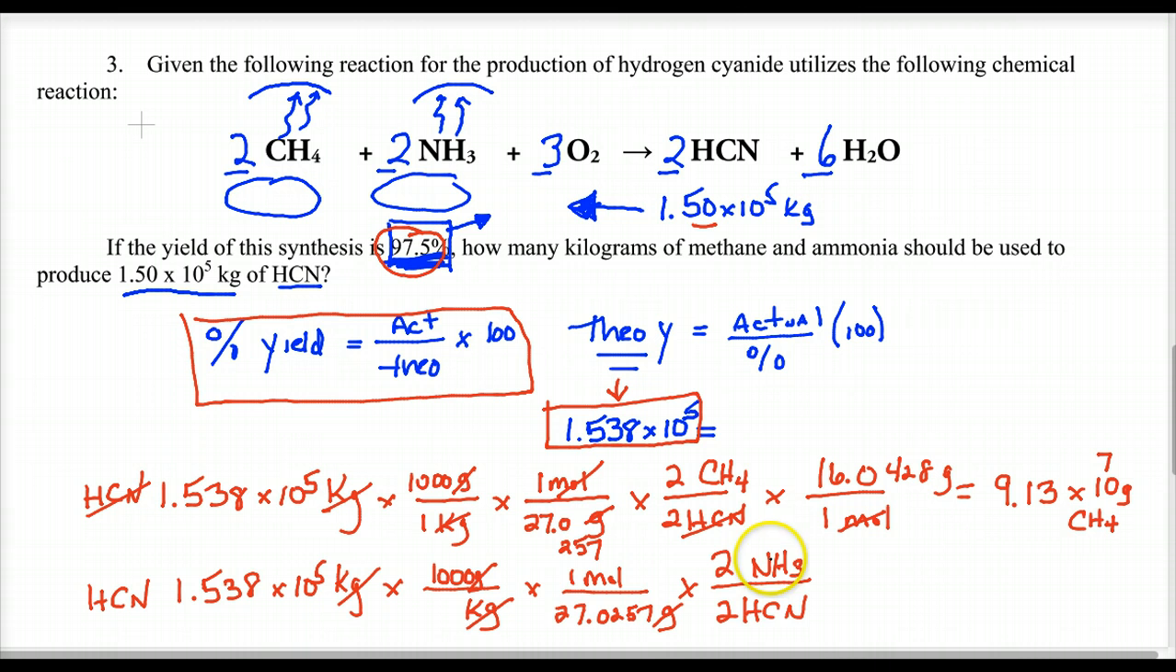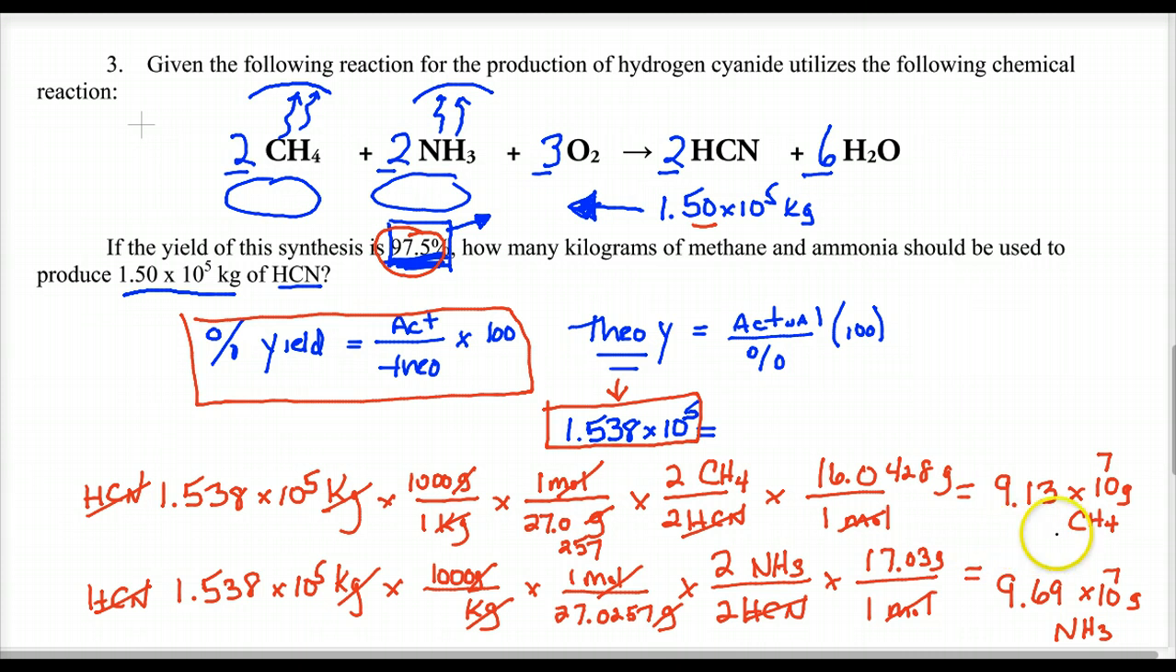I keep showing you examples that are just 1 to 1, sorry, but there are always going to be many more examples of that non-1 to 1. So I've got moles of ammonia, and what I want, 1 mole of ammonia, is about 17.03 grams. That's the formula mass, 1 N, 3 H's, adding them up. And of course, multiplying them together, I get 9.69 times 10 to the 7 grams of ammonia. So these are the 2 answers.